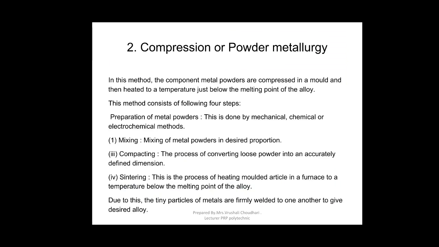In the compression method, the component metal powders are compressed in a mold and then heated to a temperature just below the melting point of the alloy. This process has 4 steps. This is done mechanically, chemically, and electrochemically. First, we mix the metal powders in the desired proportions. Then we do compacting.